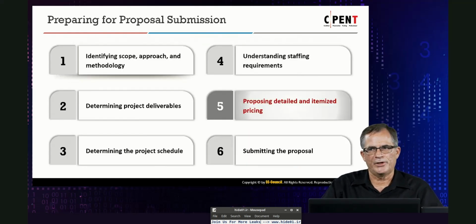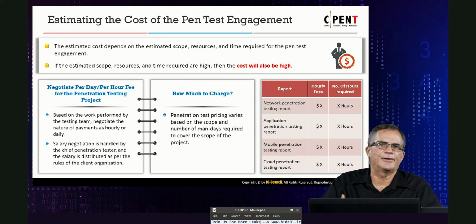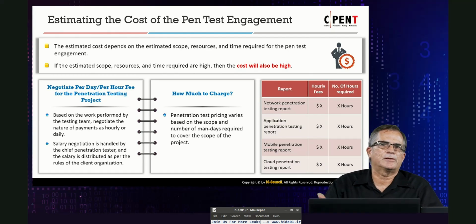Once you've done this, what do we do next? We've got to determine the pricing. How are we going to cost this? We have to start figuring out per day, per hour, per project, how much to charge. Everything is part of this: the scope, the resources, and the time. Like we said, we don't normally do reverse engineering. If you add reverse engineering, that's going to increase the cost.